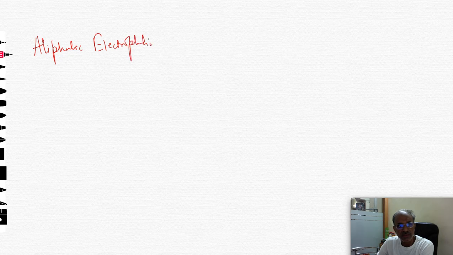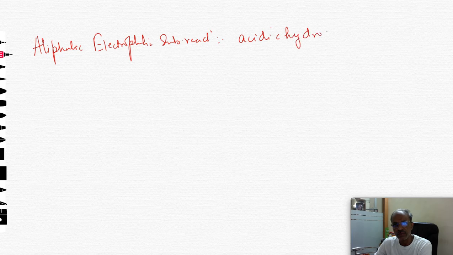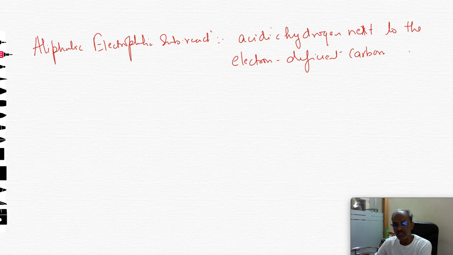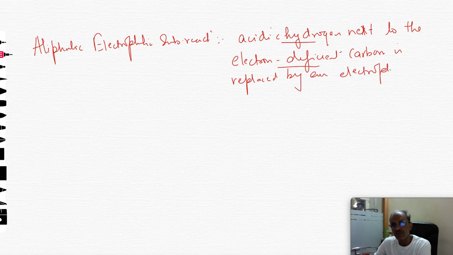Electrophilic substitution reaction. Here the acidic hydrogen atom next to the electron deficient carbon atom is replaced by an electrophile. Example, we can see halogenation.